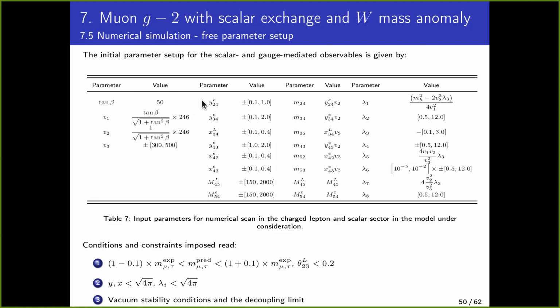Similarly, we also set some parameter regions for the Yukawa constants as well as the heavy vector-like mass, which is actually the same condition implemented in our previous charged lepton sector. This is a mass parameter, and this is the quartic coupling constant. And here we implemented the vacuum stability conditions as well as the decoupling limit. So you can see lambda 5 and 7 have these relations, which were already shown in the decoupling limit, and lambda 1, 2, 3 are constrained by the vacuum stability conditions as well.